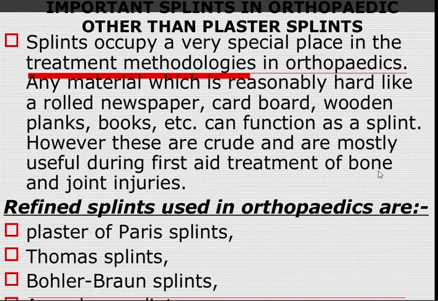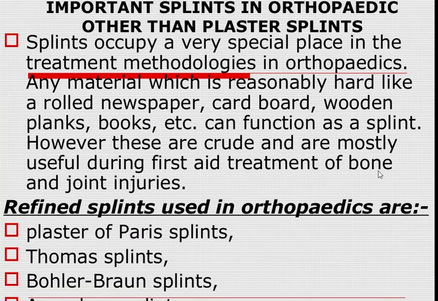Next, splints that are mostly used in orthopedics, other than the plaster splints. Splints occupy a very special place in the treatment methodologies in orthopedics. Ortho is related to bones: any breakdown of bone, any surgery of bone, anything related only and only to bone. In that, the role of the splint is very important.